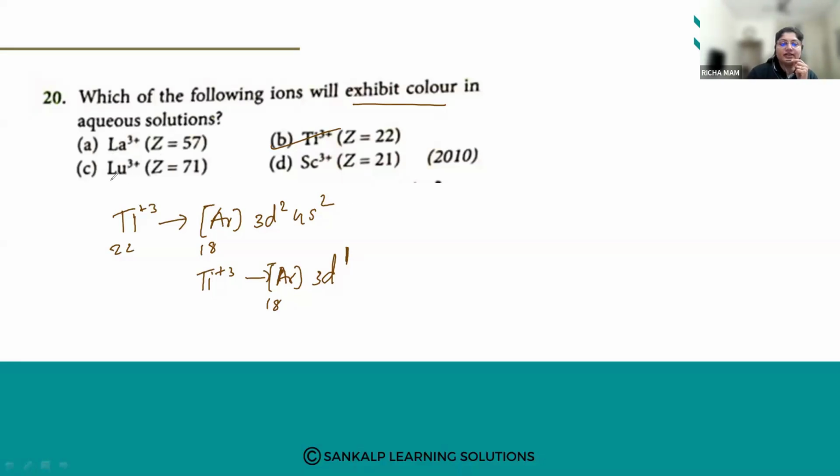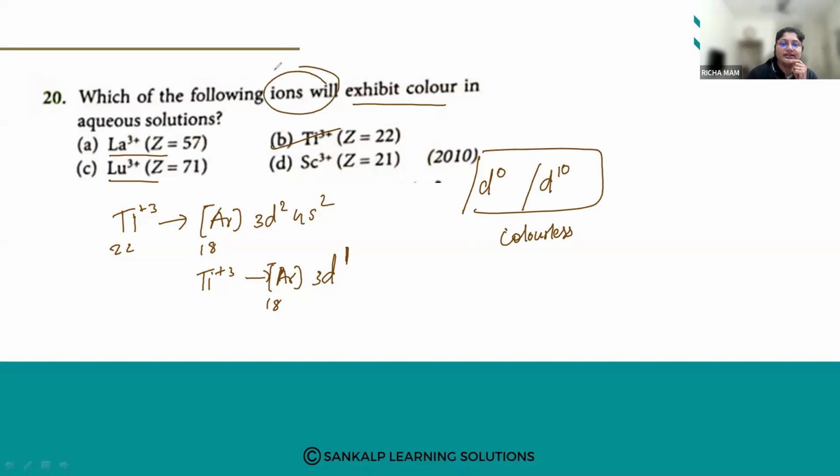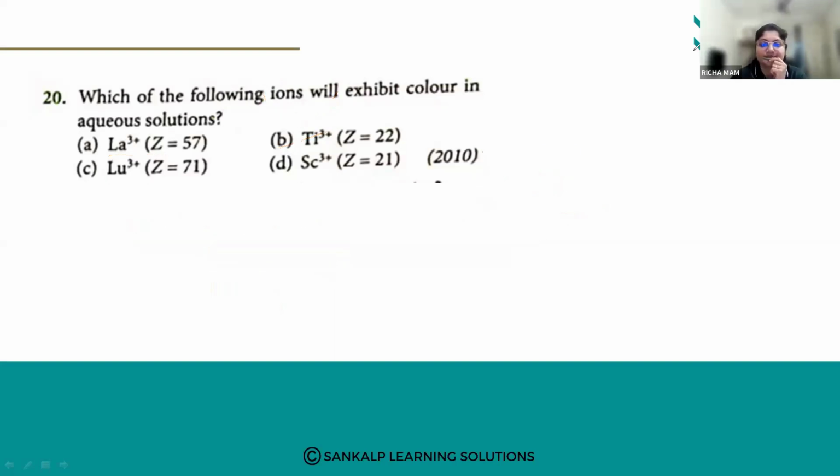And if you write the electronic configuration for the other options, you can see there are no unpaired electrons; they are either d0 or d10, which means either empty or completely filled. Then it will not show any color. It will be colorless. So if any ion exhibits color, it is due to at least one unpaired electron being present. This is the important criteria that you have to remember. Let us go for the next one.